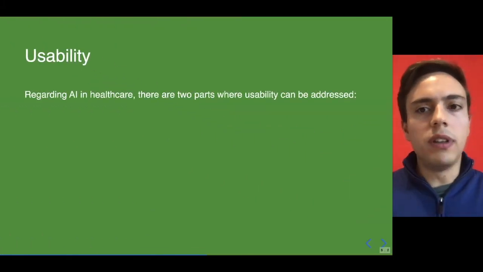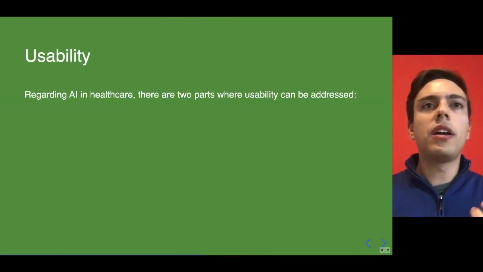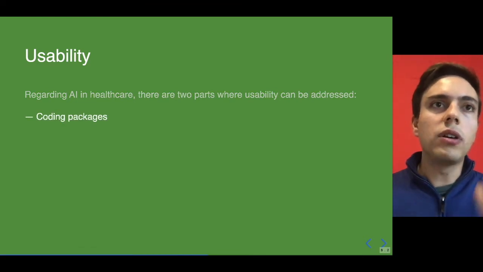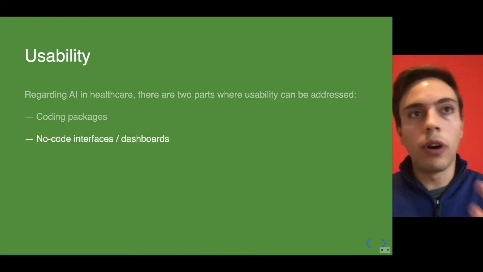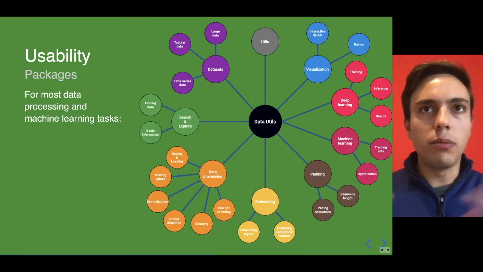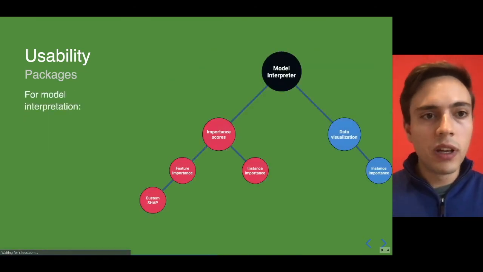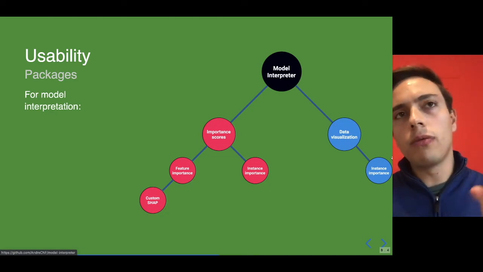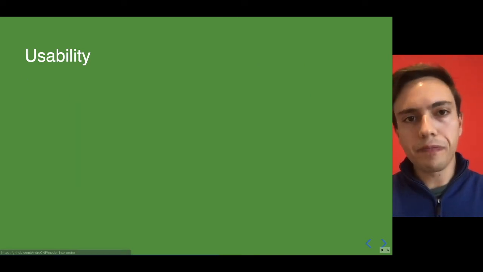Then in terms of usability, in my opinion, regarding AI in healthcare, it can be addressed in two ways: by releasing coding packages, and dashboards or no-code interfaces. In terms of packages, I made data utils, which contains most of the code that I did for this paper, and then also the model interpreter, which is more focused on the interpretability side of things.